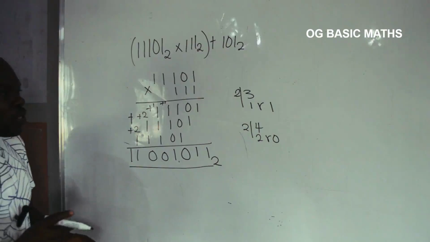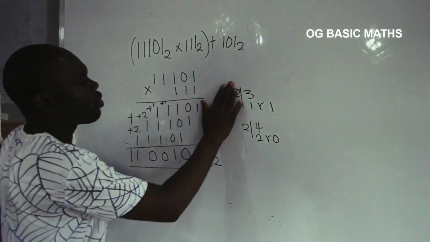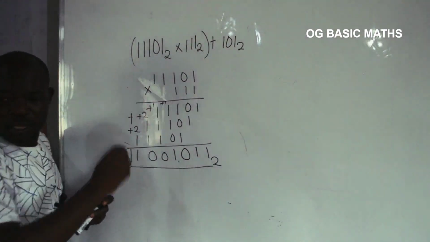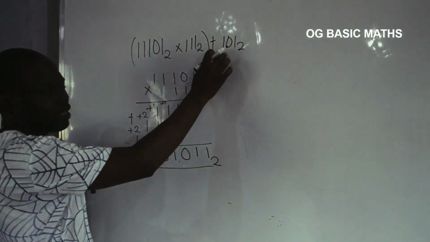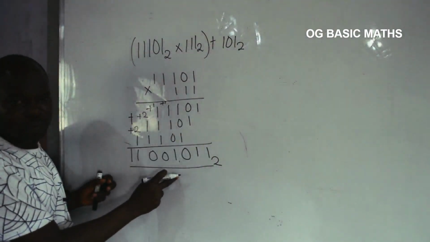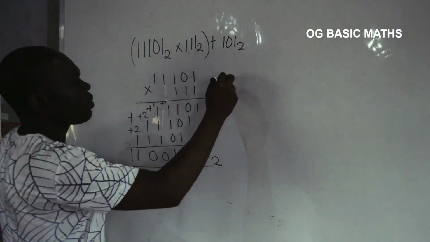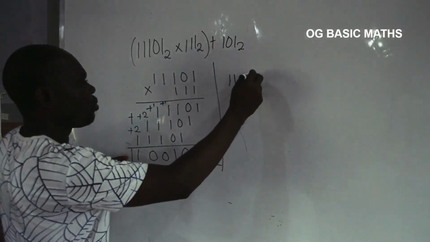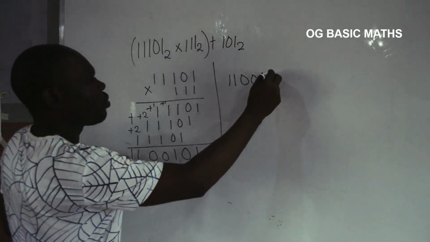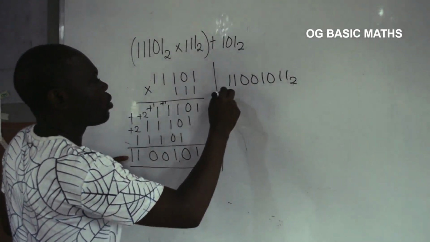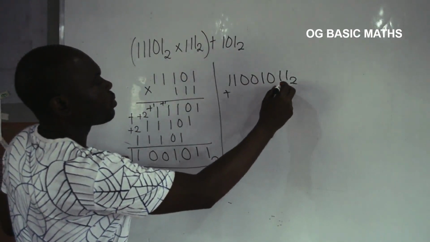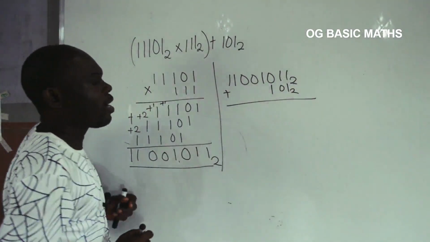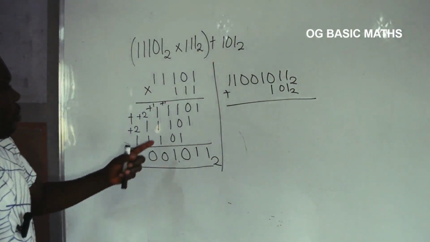Okay? But remember the question you are asked, you've not completed it. You've done only the multiplication. So now you add this to this. So we have 1001011 base 2 plus 101 base 2 also. So you solve the same thing we did here.